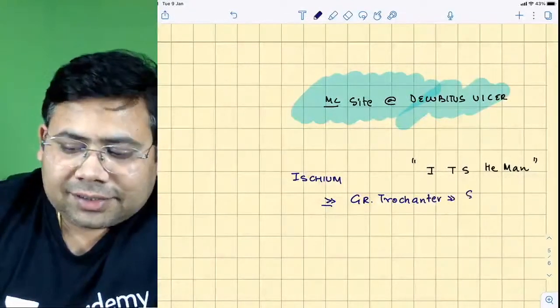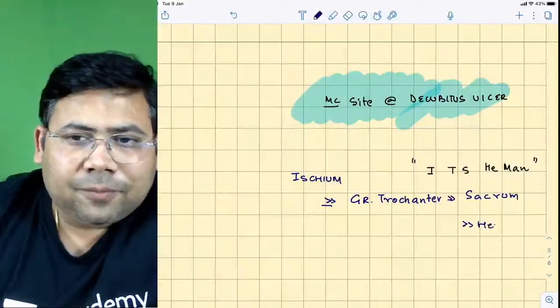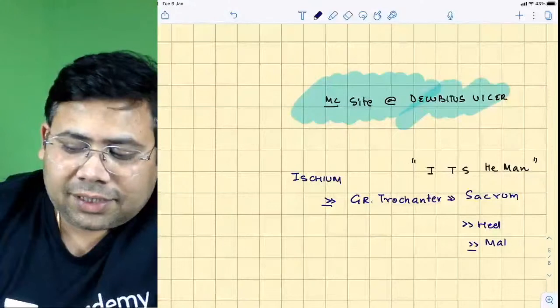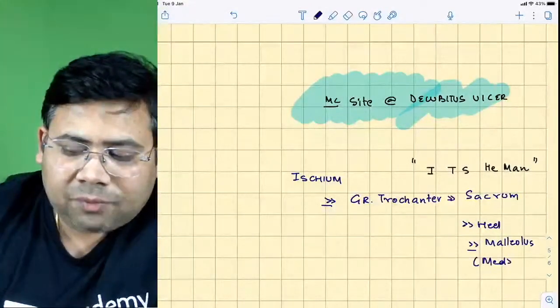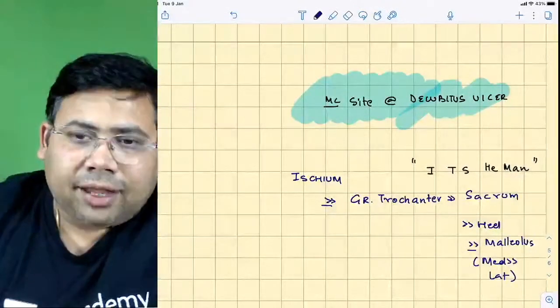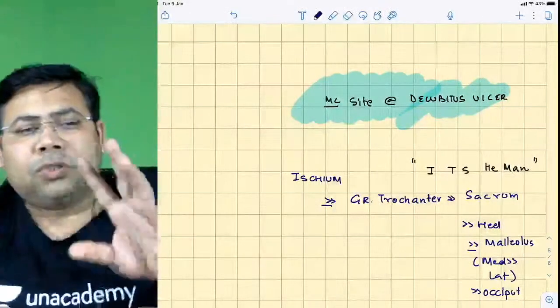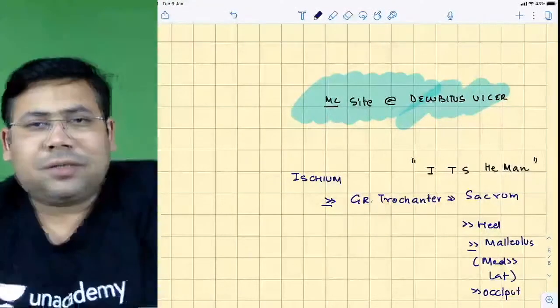Greater trochanter, greater than sacrum, greater than heel, greater than malleolus. And when we talk about malleolus, it is medial more than what? Lateral. And then you have occiput. Again, two or three more important questions which you can get in context with decubitus ulcer.